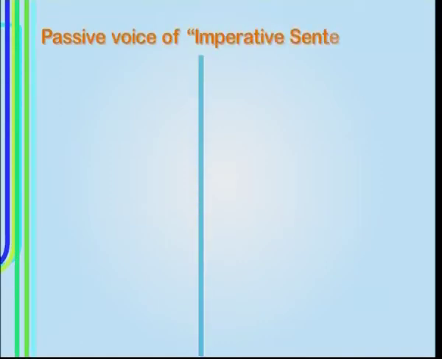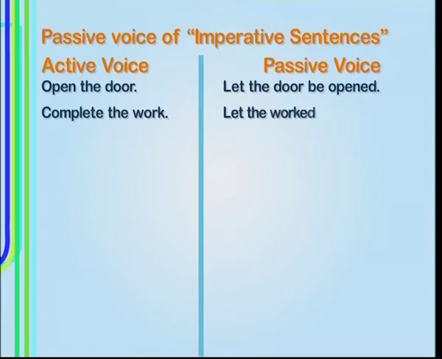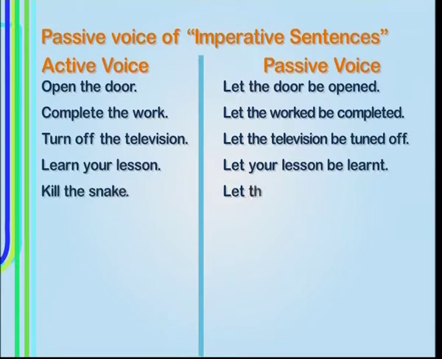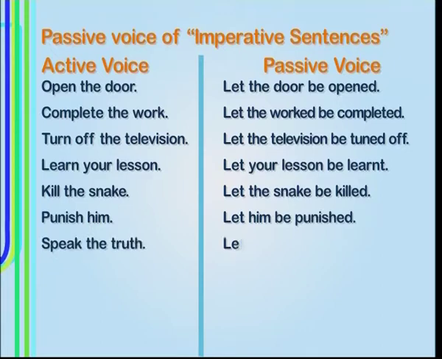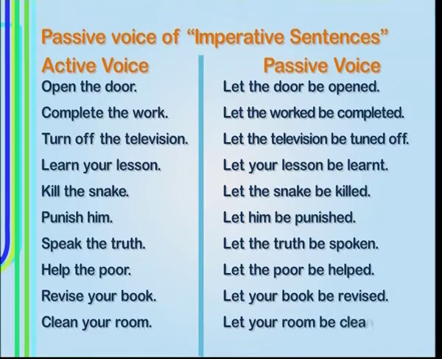Passive voice of imperative sentences. Active voice, passive voice: open the door, let the door be opened. Complete the work, let the work be completed. Turn off the television, let the television be turned off. Learn your lesson, let your lesson be learned. Kill the snake, let the snake be killed. Punish him, let him be punished. Speak the truth, let the truth be spoken. Help the poor, let the poor be helped. Revise your book, let your book be revised. Clean your room, let your room be cleaned.